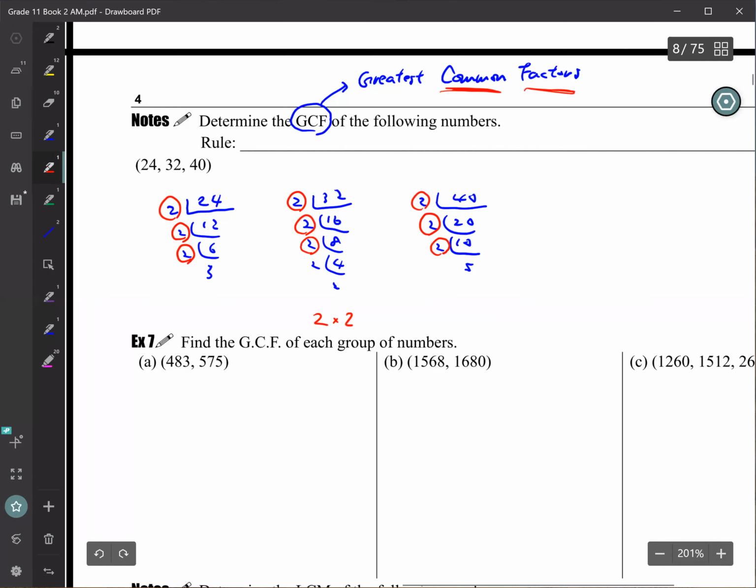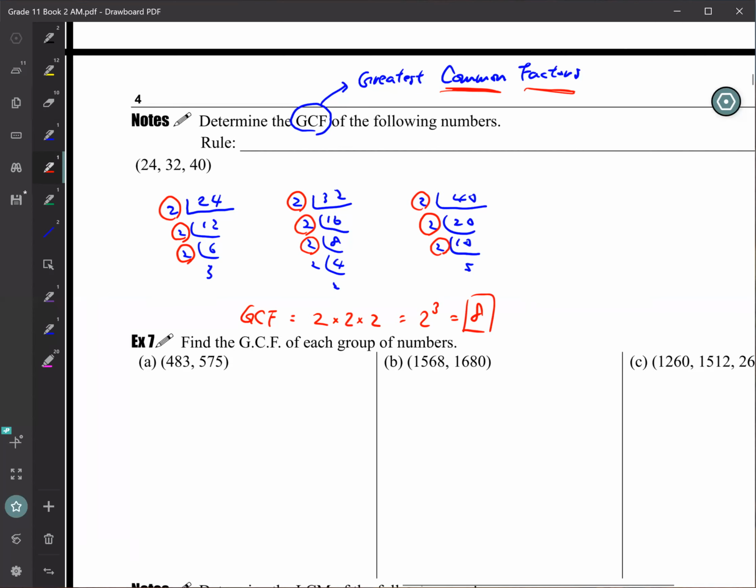And we can also find another 2 from each one of them. Now I want to get the 3, right? Because the first one has the 3, but then the other one doesn't. Then it's not common. And also the 5, no more 5 for everyone. So the most, right? Greatest means the most. The most you can get out from all 3 of them at the same time is 2 times 2 times 2. So our GCF will be 2 to the cube, which is 8.